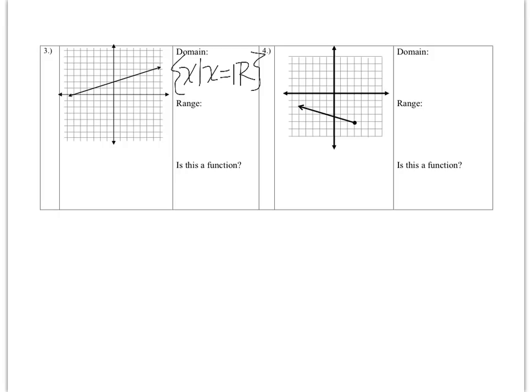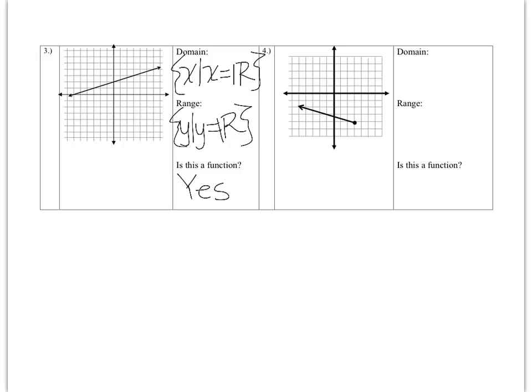Now imagine your y-axis. The range is the y-axis. If I took this line, keep in mind it has arrows, it's going on in both directions. If I took this line and put it on the y-axis, it would cover the entire y-axis. So again, this would be all real numbers. So this would be y such that y is all real numbers again. And is this a function? Yes, because it passes the vertical line test.